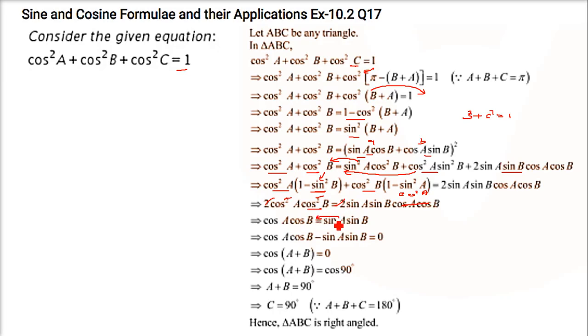Now bring it here. So cos a cos b minus sin a sin b equals 0. This is the formula of cos a plus b: cos a cos b minus sin a sin b. Now cos a plus b equals 0, that means a plus b has to be pi by 2, because cos 90 is 0. So a plus b is 90 degrees. When a plus b is 90 degrees, that means c is going to be 90 degrees for a triangle. So when c is 90 degrees, ABC is a right angle triangle.